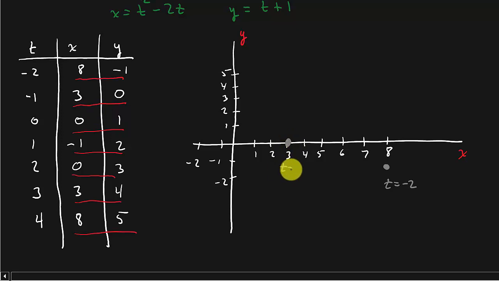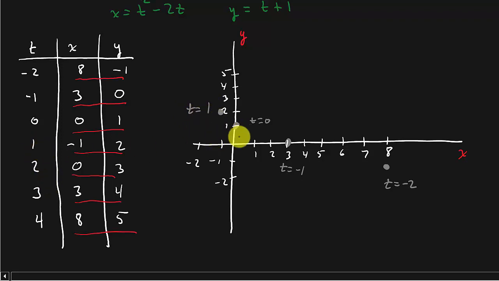And this is the point where t is equal to -1. And then we plot the point 0, 1. And this is where t equals 0. And then we plot the point -1, 2, which is about right there. This is where t is equal to 1.